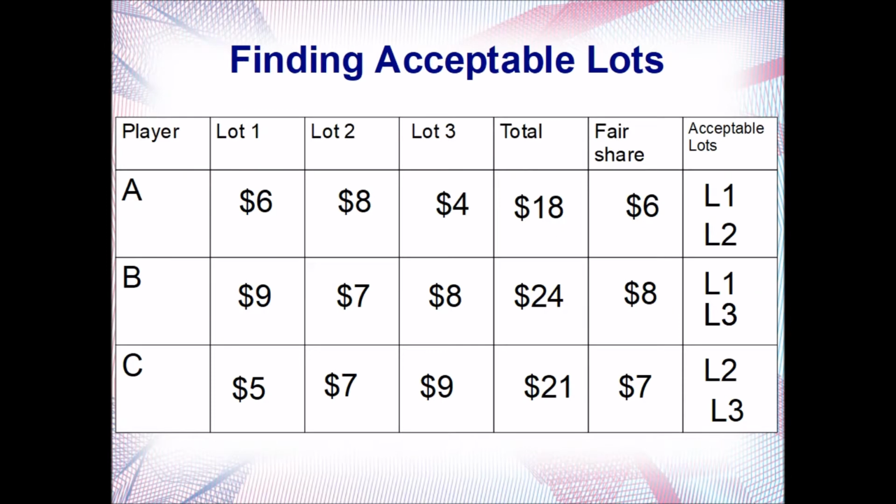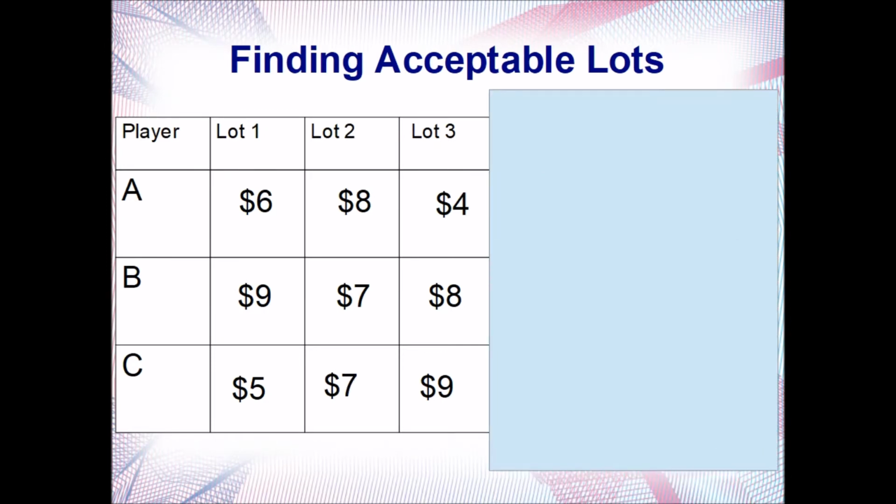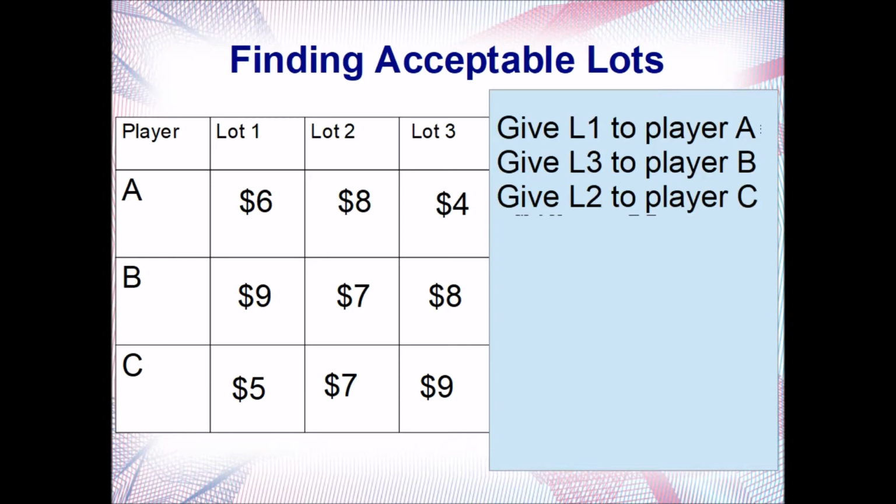So let's look at our example here. I'm going to cover up the parts that I don't really care about right now, and I just need to know how everyone values everything. So my first division was this. We'd give lot 1 to player A, lot 3 to player B, and lot 2 to player C. So let's see if this is envy-free or not. Player A gets lot 1. But if you notice, player B gets lot 3, and player C gets lot 2.